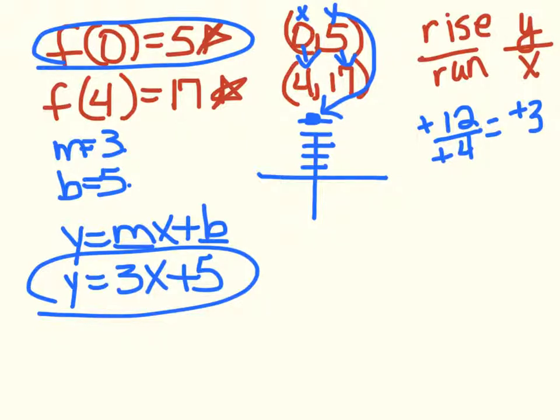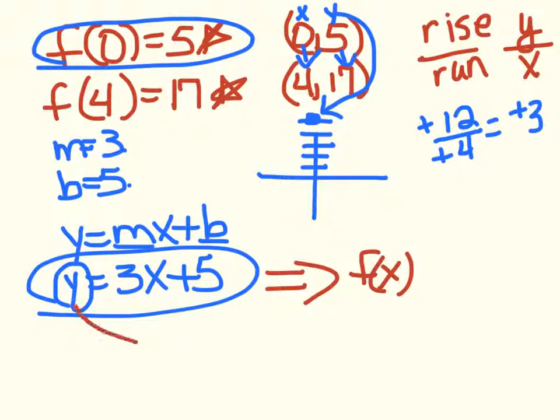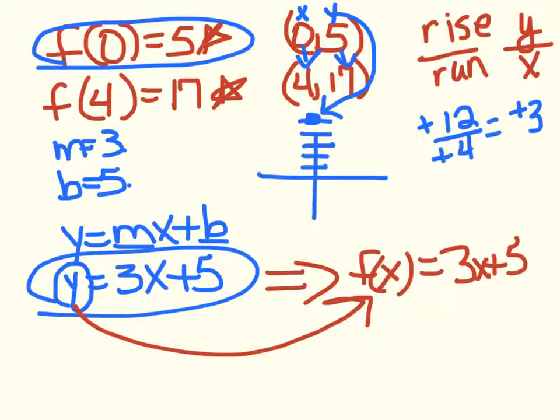If they want it in function form, all you do is replace that y with f of x. So function form is f of x. Same thing, y and f of x. f of x just means function form, and then it's the same thing, 3x plus 5. This is in equation form, y equals form. f of x is a function.